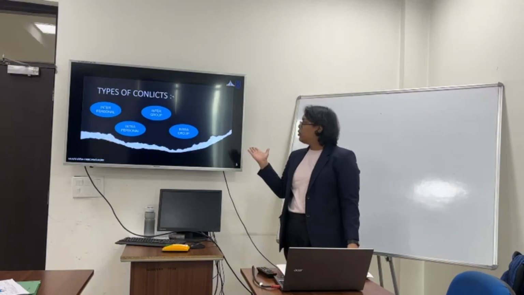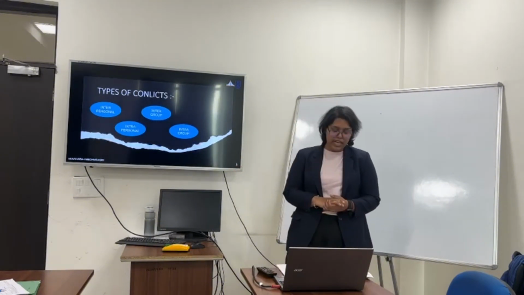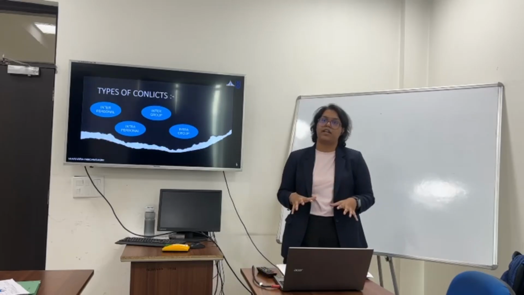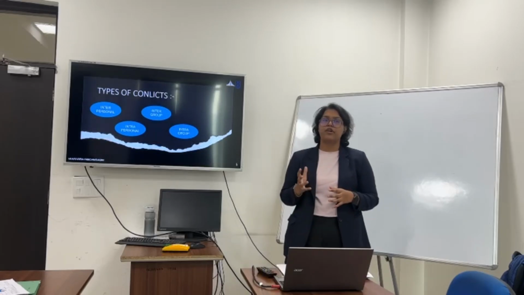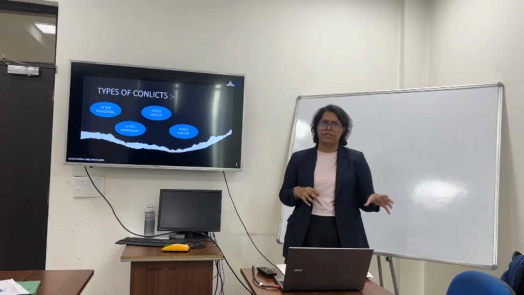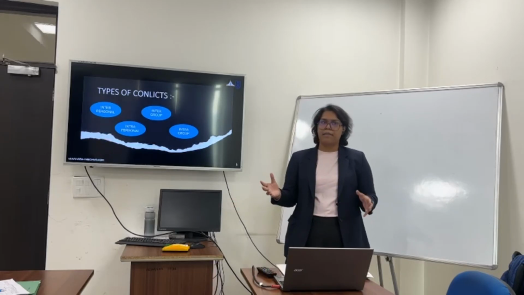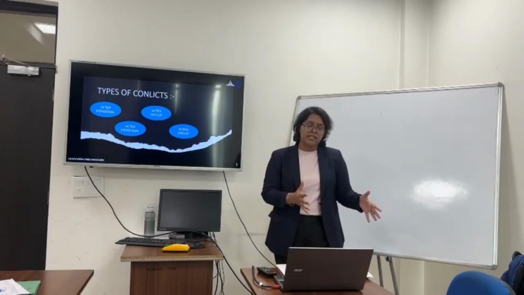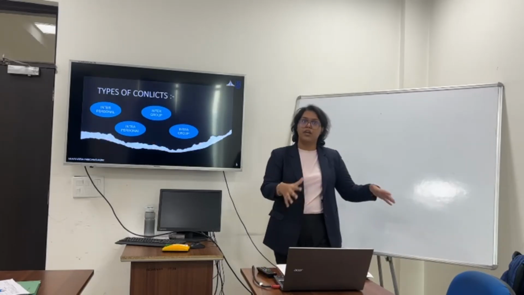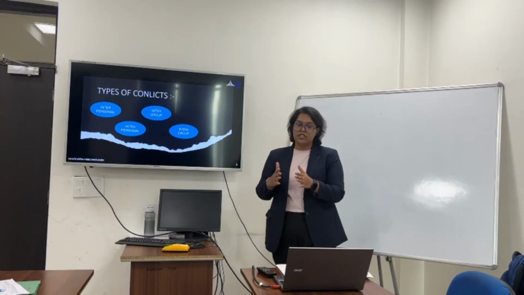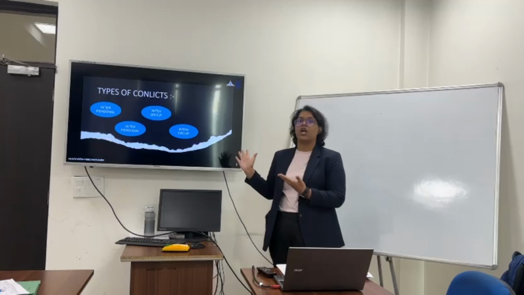Next is intra-group conflict. Intra-group conflict is a conflict which happens within a team or department. Some may have different thought processes for doing things. For example, in the housekeeping department, one person has one way of doing a room, and another has a different approach to doing that room. This is an example of intra-group conflict.